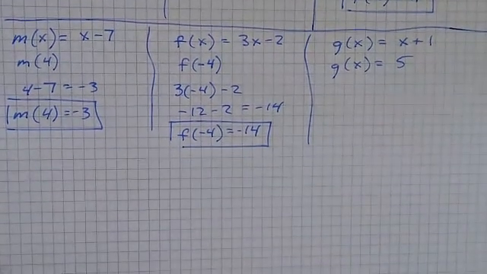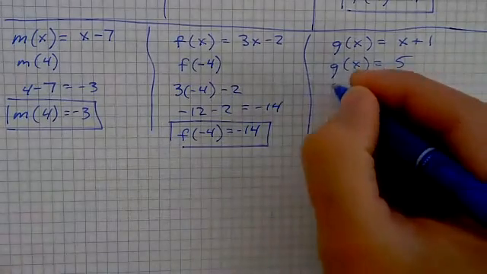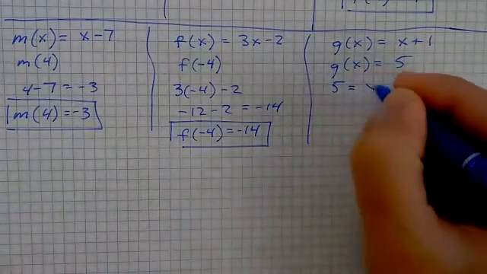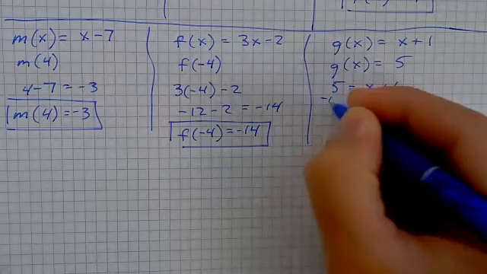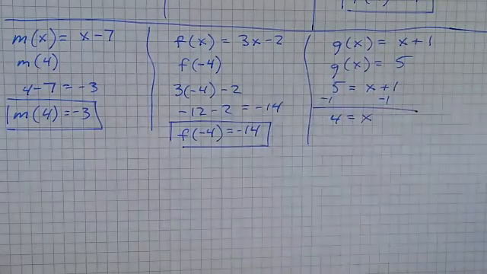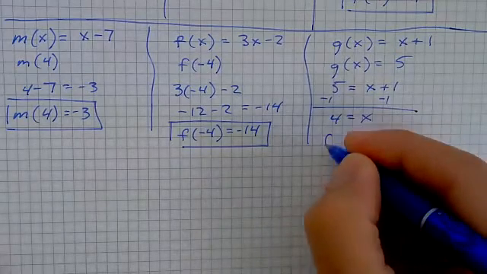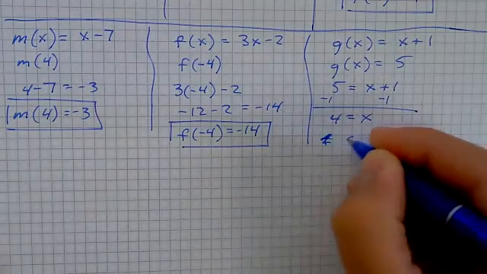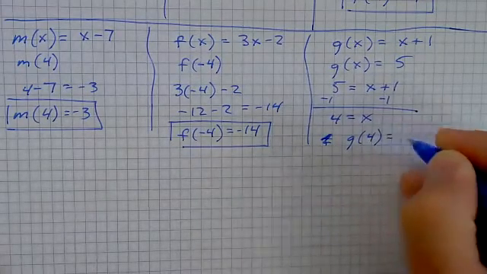Third one, you're being given the output. So 5 has to equal x plus 1. Subtract 1. 4 equals x, so that should be our input. So g of 4 equals 5.